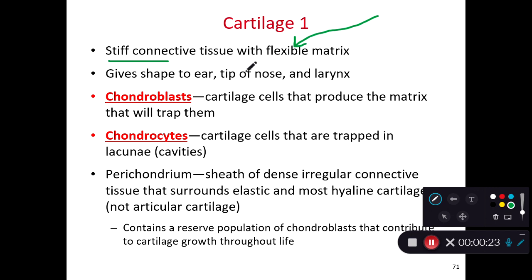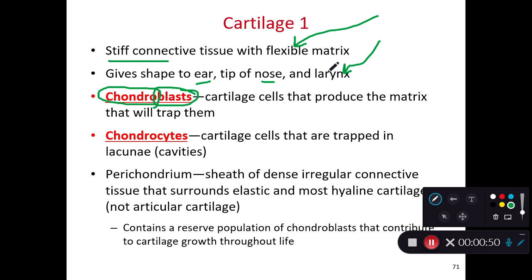So wherever we find something in our body that's fairly rigid but flexible, like our ears, our nose, or larynx, aka our Adam's apple, is what most people refer to that as, we're going to find a lot of cartilage. And within cartilage, there's a cell type called a chondroblast. Blast means to build. It's a construction cell, and it's going to build cartilage. So these are the cells that make the extracellular matrix of the cartilage.